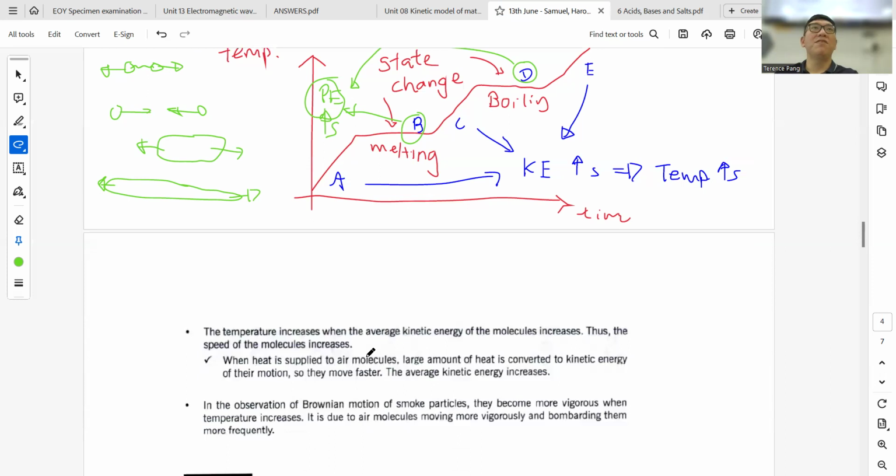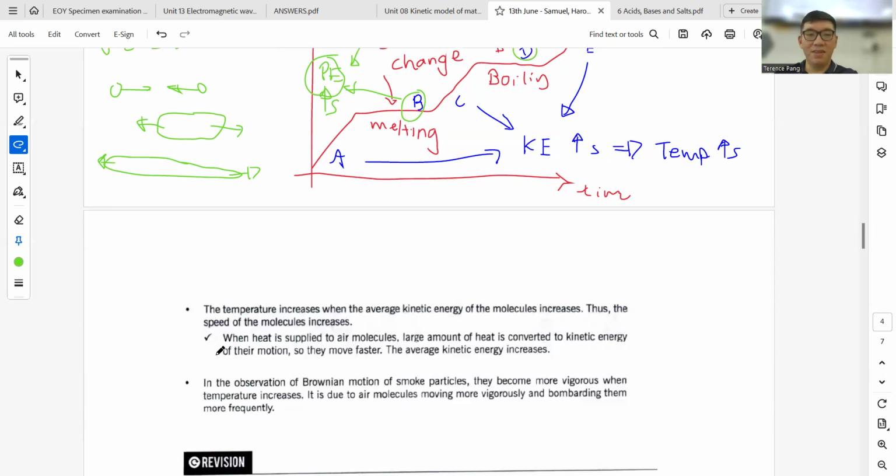So moving forward here, this is the part we explain. Okay? This is a 1 mark question. When heat is applied, the large amount of heat energy is converted to kinetic energy, so the particles move faster. Average kinetic energy increases, increasing the temperature. So do take note of this.